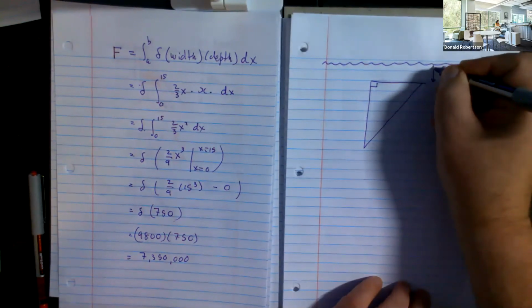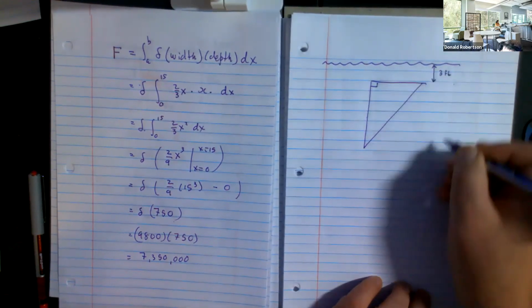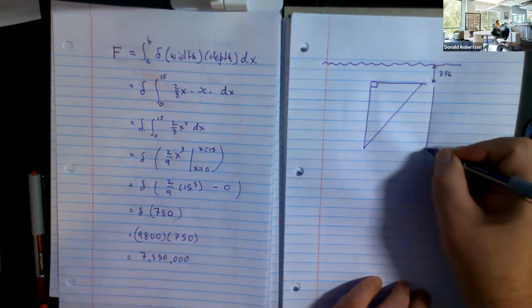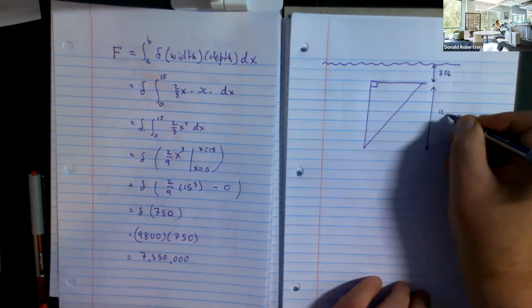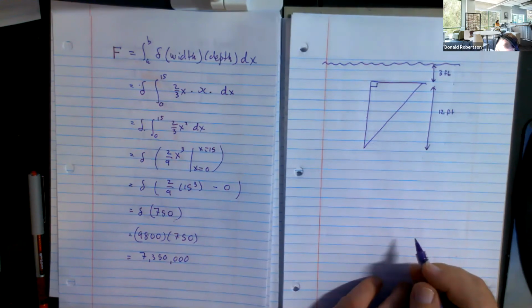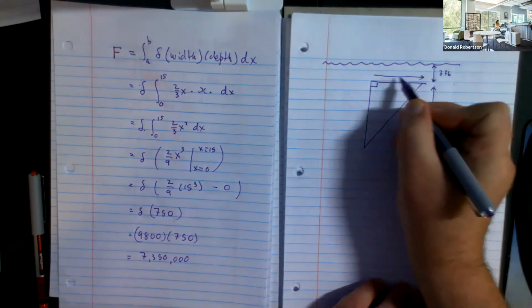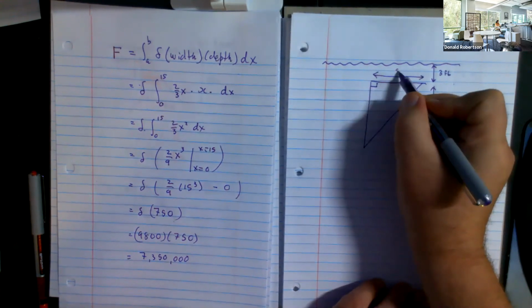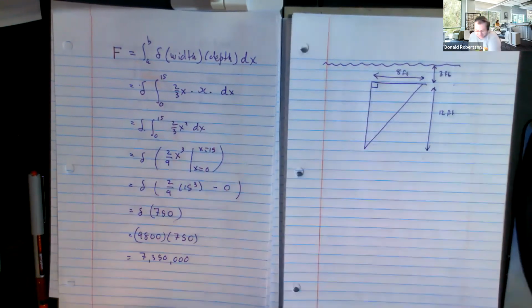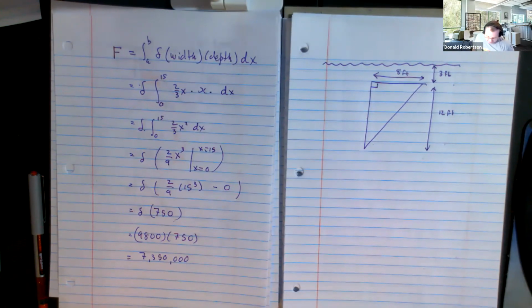Let's make this distance 3 feet. Let's make the total height of this triangle 12 feet. Let's make that distance 8 feet. So basically the triangle is 3 feet under the water, submerged, and the triangle is 8 by 12. Right, that's what it might sound like if you said it in English.